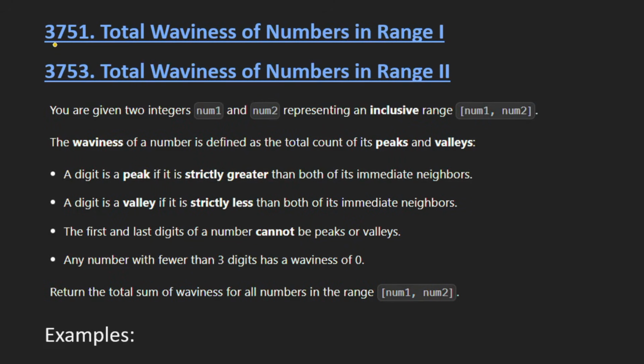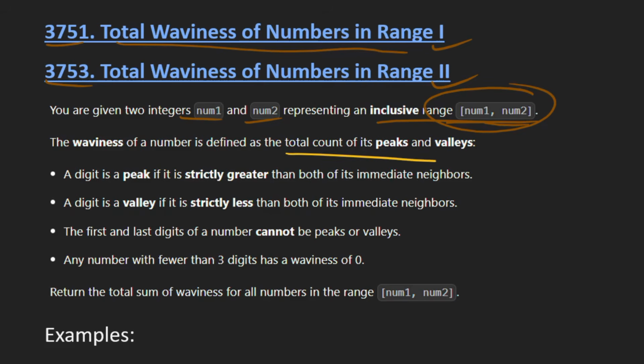Our today's LeetCode question is 3751 and 3753, that is Total Waviness of Numbers in Range, part 1 and part 2. Basically in this question we are given two integers num1 and num2, and both the numbers are included in the range. What we need to do is find the waviness of this range, and the waviness is basically the total count of peaks and valleys.